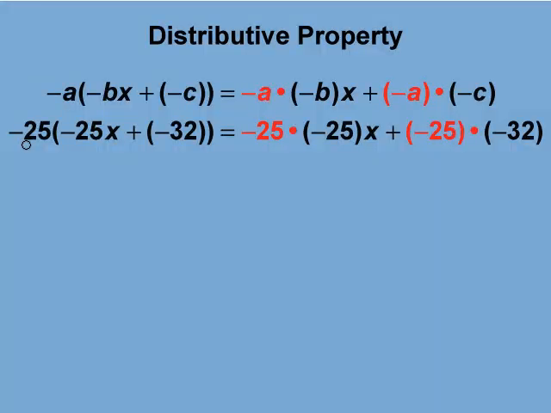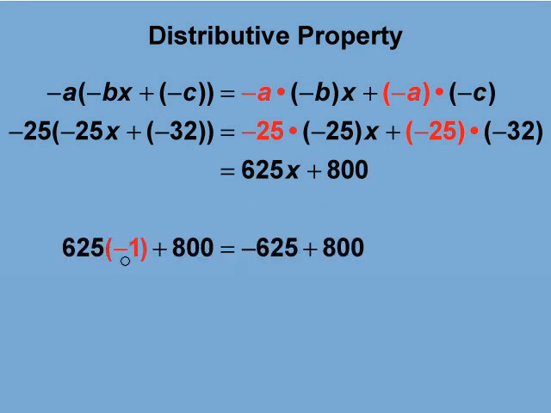We now distribute -25 to both terms as shown here. The product of these two terms is positive, as is the product of these two terms. We get 625x plus 800. We evaluate this expression for x equals -1 as shown here. We get -625 plus 800, which is 175.